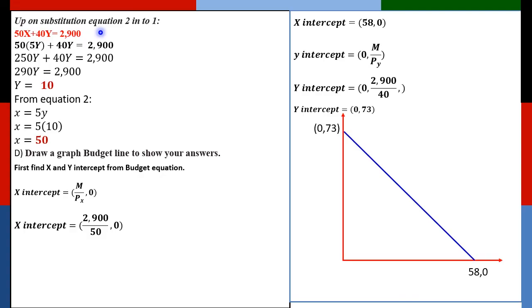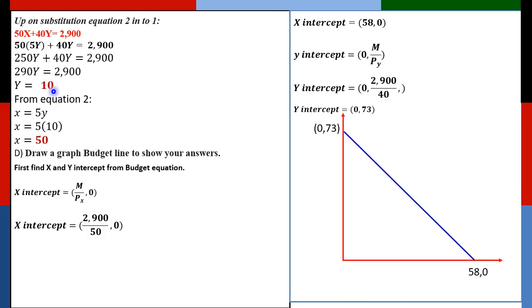Upon substitution of equation 2 into equation 1. This is equation 1 and we already have the value of x. The value of x is 5y. So 50 multiplied by 5y plus 40y is equal to 2,900. 50 multiplied by 5 means 250y plus 40y. When you add this number, you get 290y is equal to 2,900. Divide both sides by 290 over 290, then y is equal to 10.